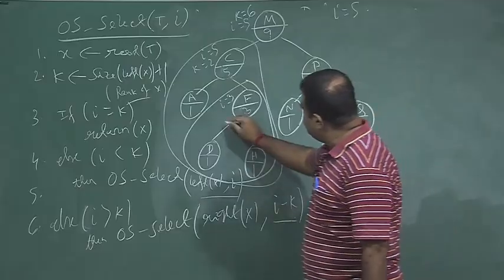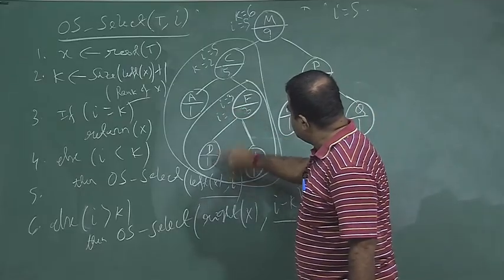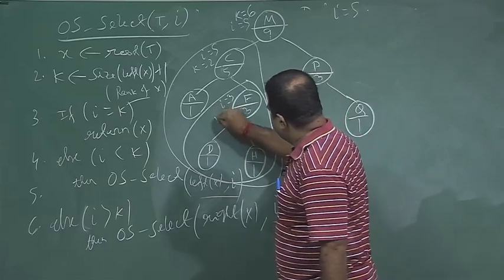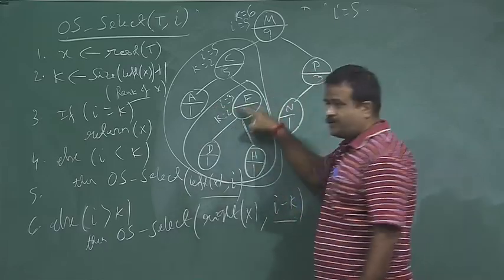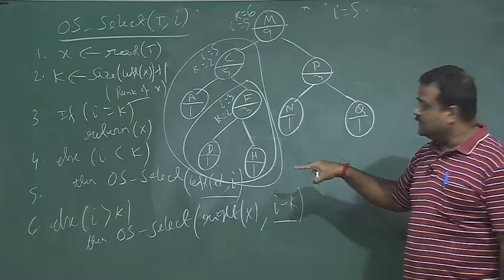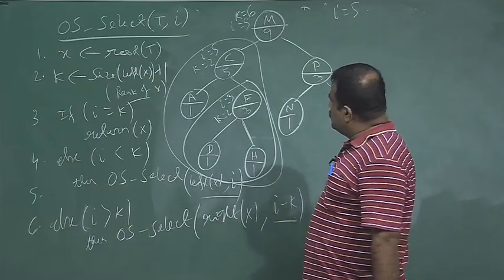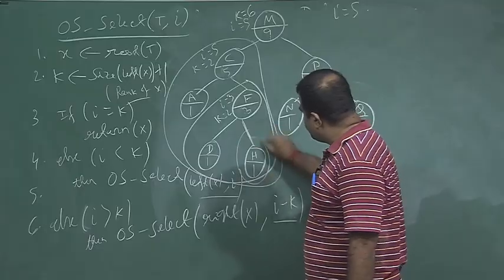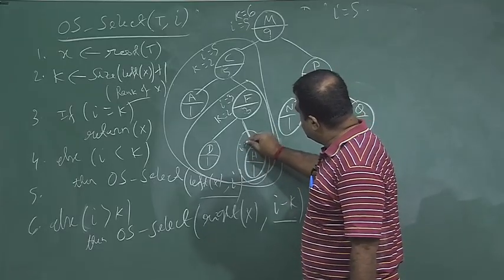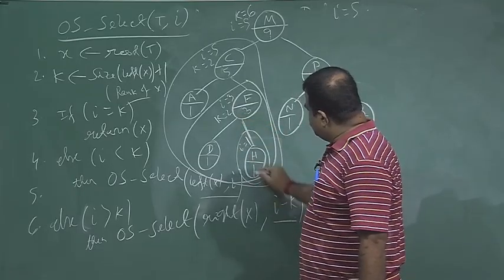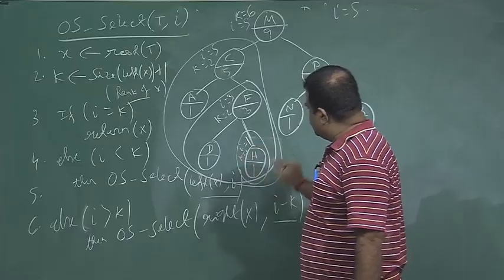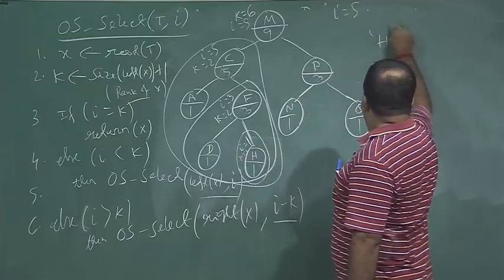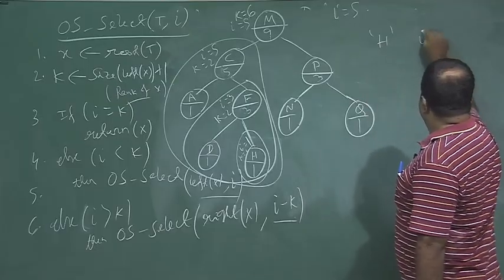Now, what is the rank of this? Rank of this is again 2. So, this is k, the rank of this element in this subtree. Now i is greater than k. So, we have to go for the right part of this tree with i equal to 1 and the rank of this is k equal to 1. So, we will return this. So, this is the fifth smallest element.